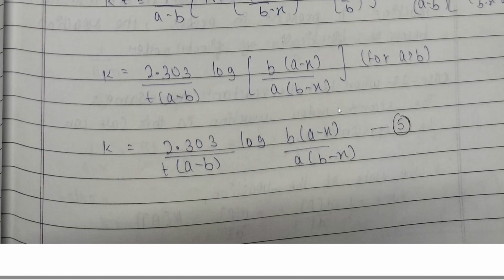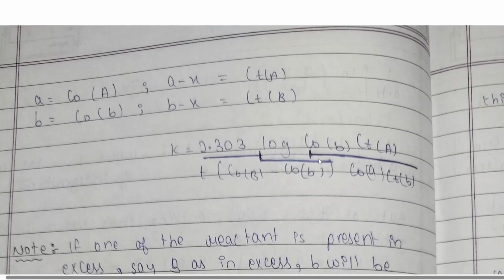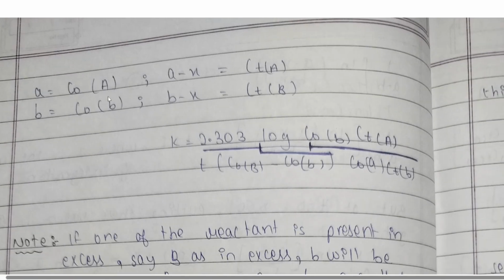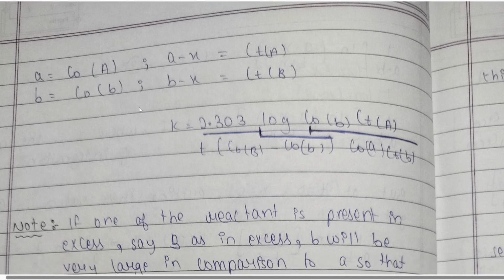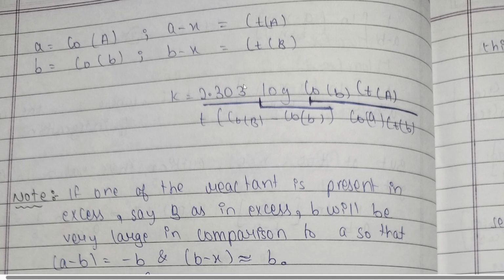Equation 5: K is equal to 2.303 by (A minus B) log (A minus x) upon (B minus x), A upon B. When we put A is equal to C node and A minus x is equal to Ct, B is equal to C node and B minus x is equal to Ct, this comes down to this reaction.